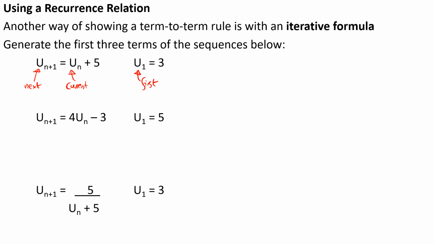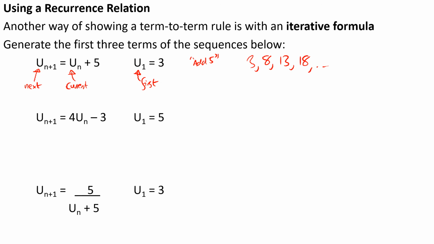So we can see here that this first sequence is saying take the current term and add 5 to it, and that'll give you the next term. So the rule is just add 5. So our sequence would be 3, 8, 13, 18, and so on. Fair enough. First three terms are 3, 8, and 13.